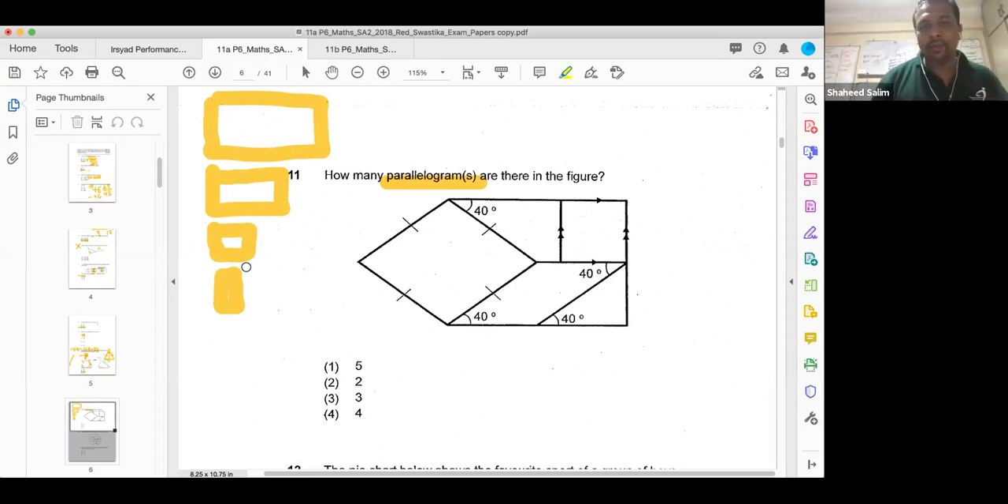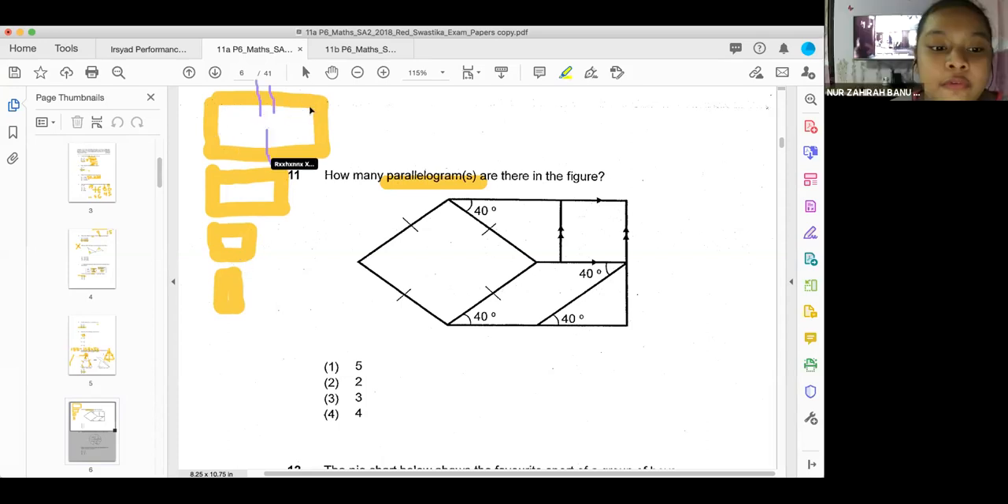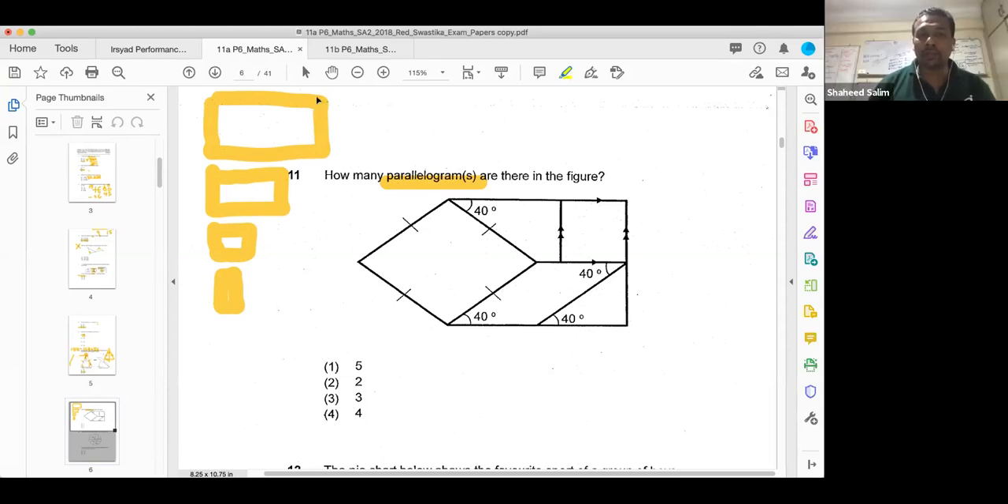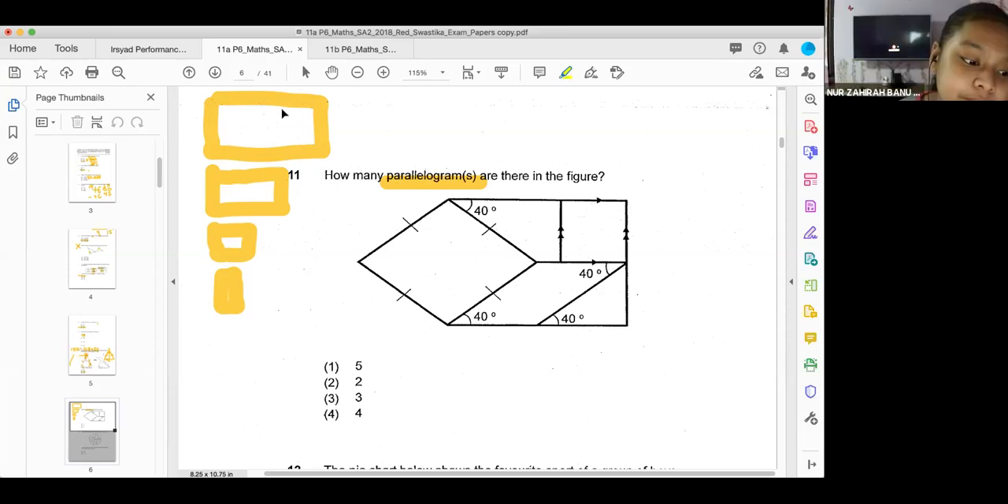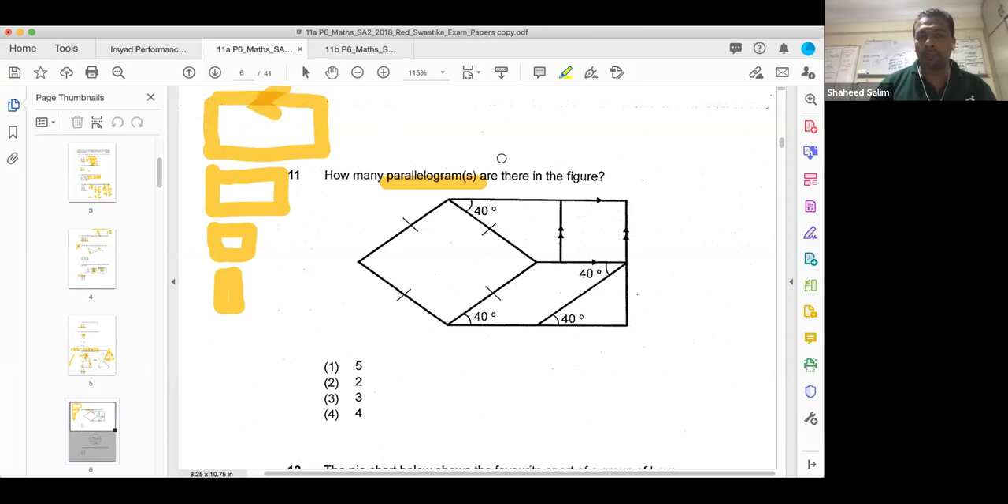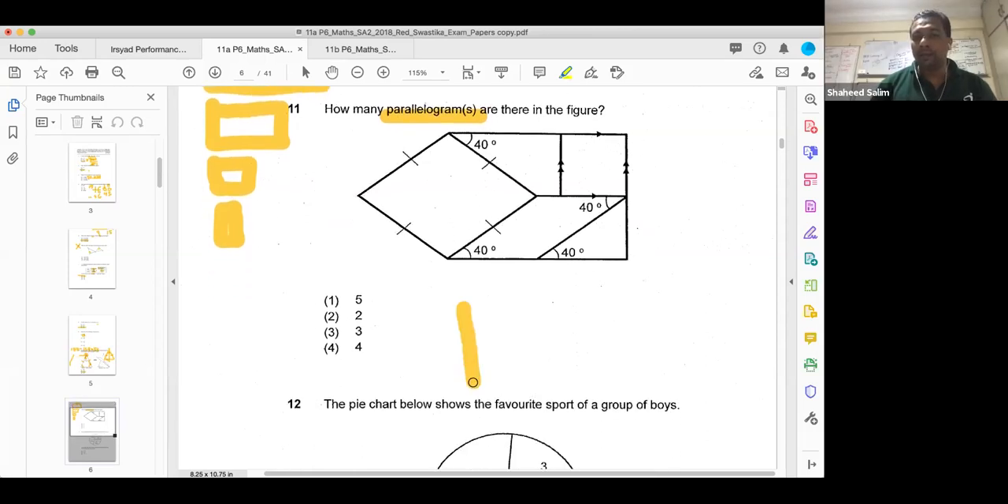What is a rectangle? A rectangle has 90 degrees, 1, 2, 3, 4. And two sets of parallel lines. Same thing for parallelogram. This is also a parallelogram. You must get it, don't get confused. Sometimes you look at certain diagrams, they tell you this is a parallelogram, this is a square. Actually, a square is also a parallelogram, or a rectangle is a parallelogram.